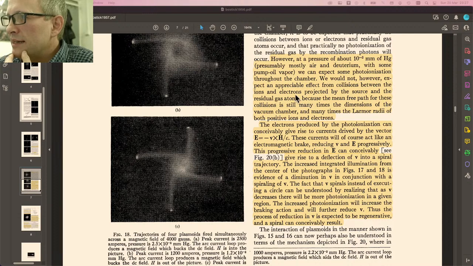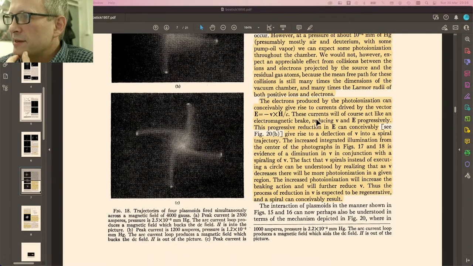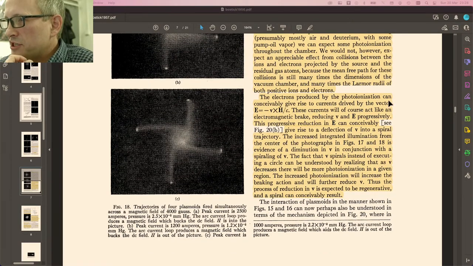Because the mean free path for these collisions is still many times the dimensions of the vacuum chamber and many times the Larmor radius of both positive ions and electrons, the electrons produced by the photoionization can conceivably give rise to currents derived by the vector E equals minus V times H over C. These currents will, of course, act like an electromagnetic brake, reducing V and E progressively. This progressive reduction in E can conceivably give rise to a deflection of V into a spiral trajectory.